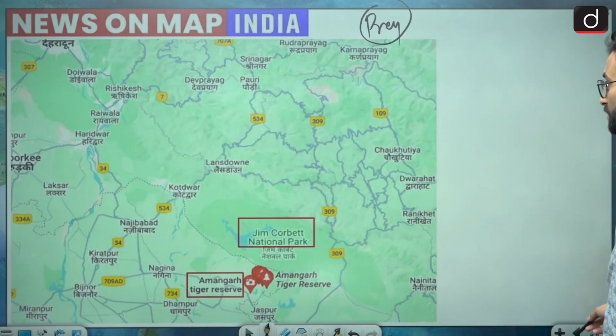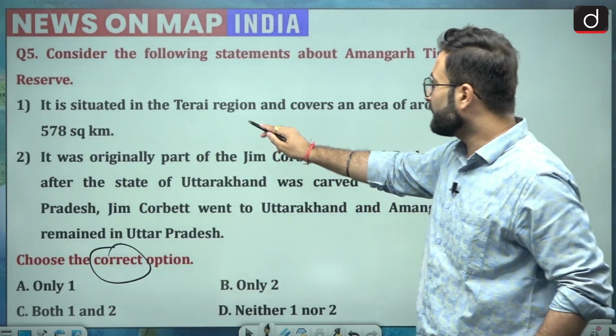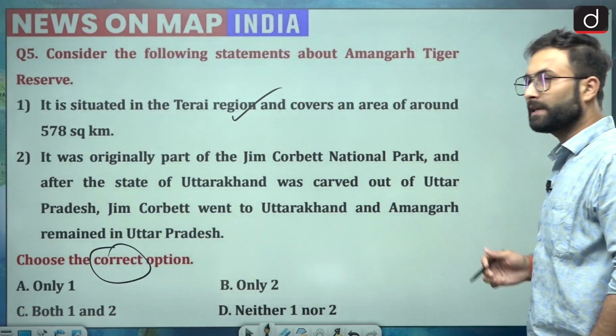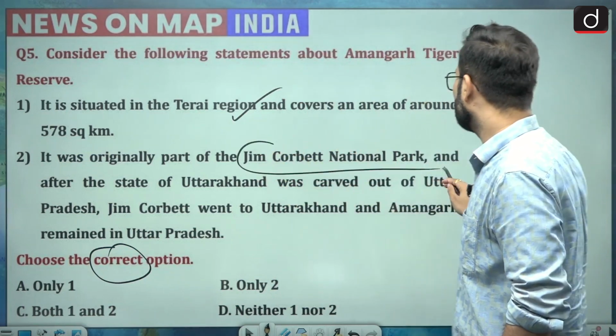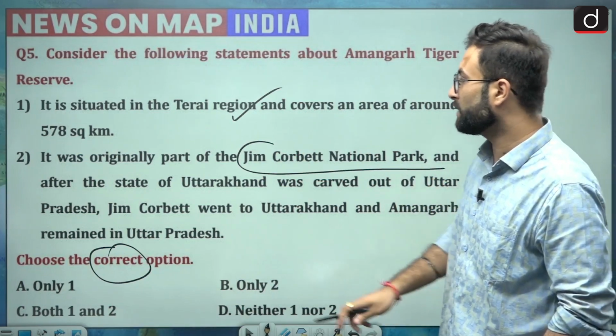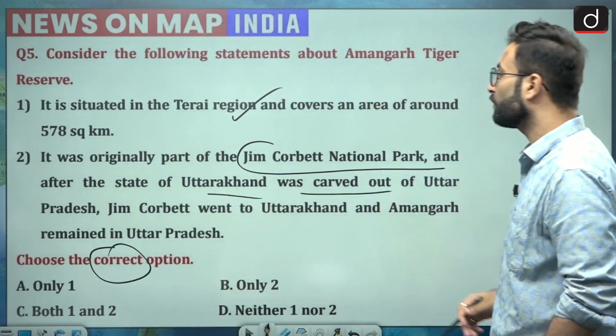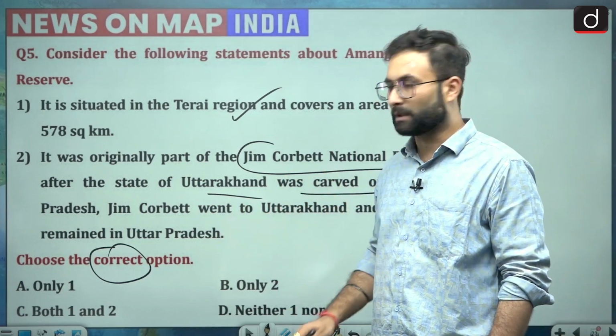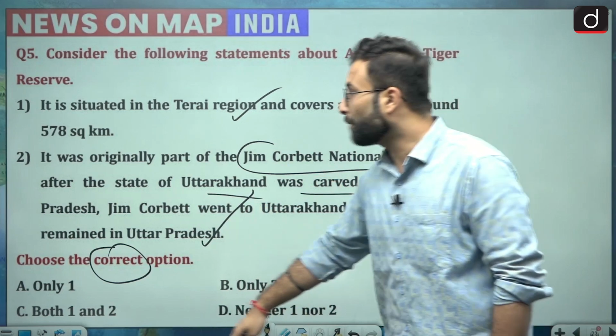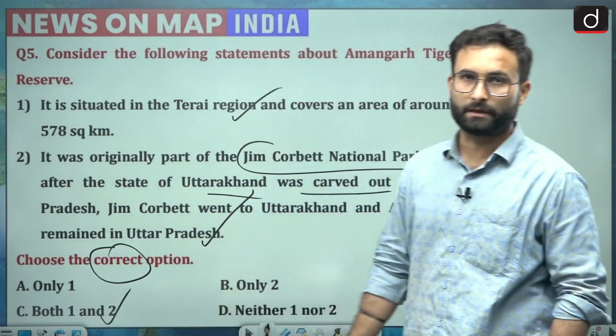Now moving to the question again. It is situated in the Terai region and covers an area of around 578 square kilometer. This is fine. It was originally part of the Jim Corbett National Park, and after the state of Uttarakhand was carved out of Uttar Pradesh, Jim Corbett went to Uttarakhand and Amangarh remained with Uttar Pradesh. So this statement is also true. Option C would be your right answer over here.